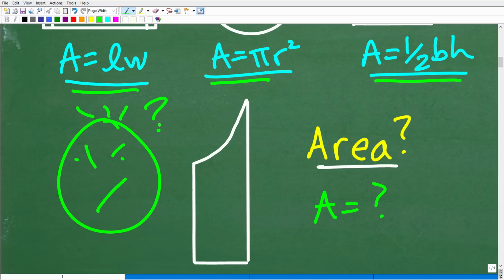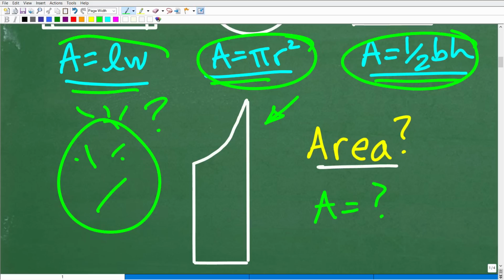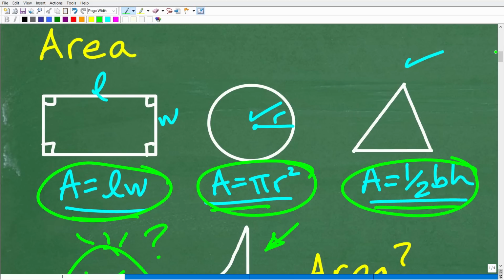Well, this is where calculus comes to the rescue. One of the biggest problems that calculus solves is that it is able to find the area of all kinds of crazy looking figures, those type of figures where we don't have a formula. If you take a look at these figures here, a rectangle, a circle, a triangle, these are nice basic figures, right?